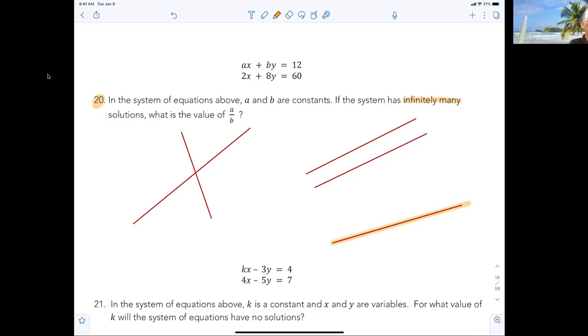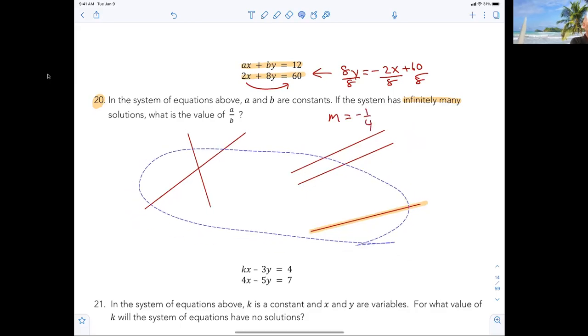Look right here, guys. Let's solve this for the slope. I think this is the easiest way to do it. So again, the slopes are going to be the same. So can everybody look at this part right here and know I'm moving the 2x over. So it's going to be 8y equals negative 2x plus 60. And then I divide by 8. So the slope of that line is negative 1/4. Is everybody okay with that?